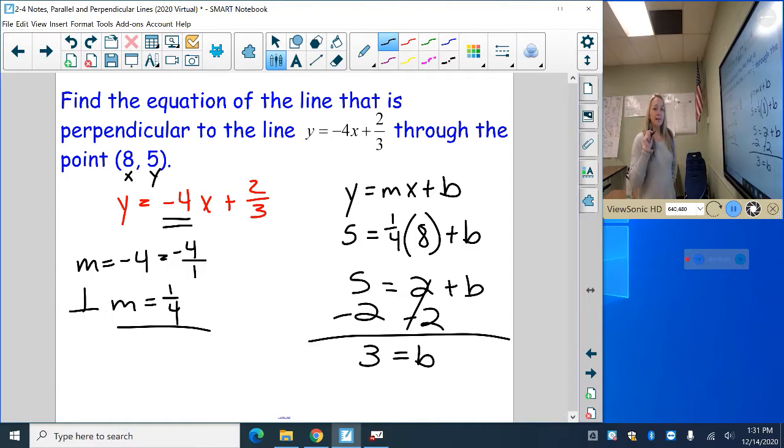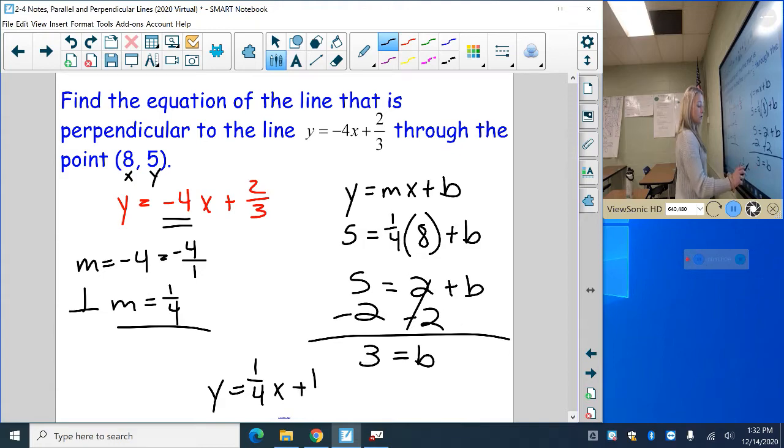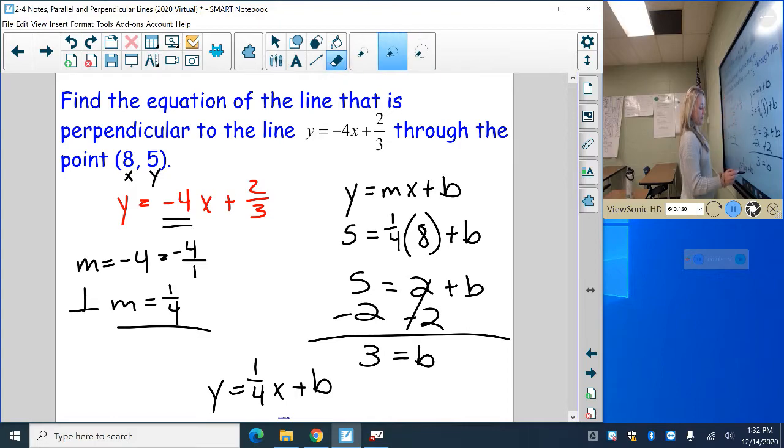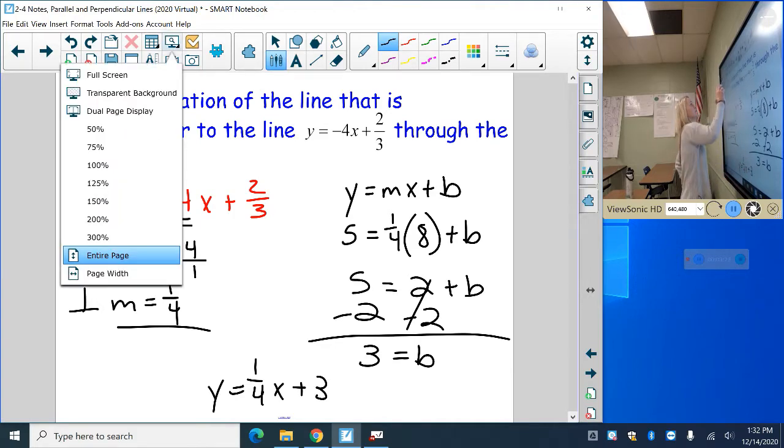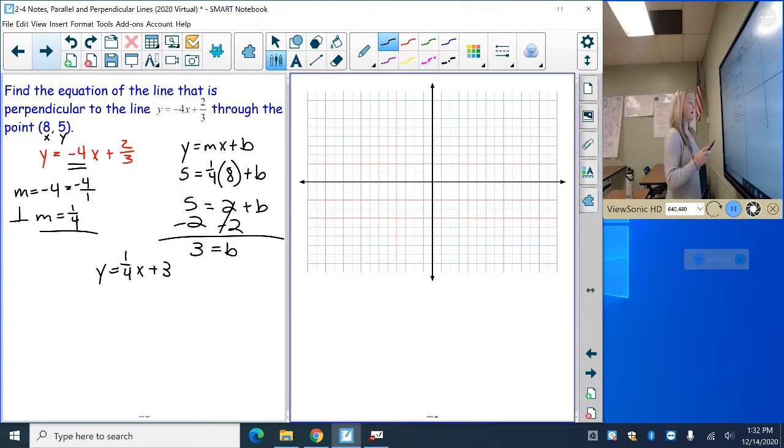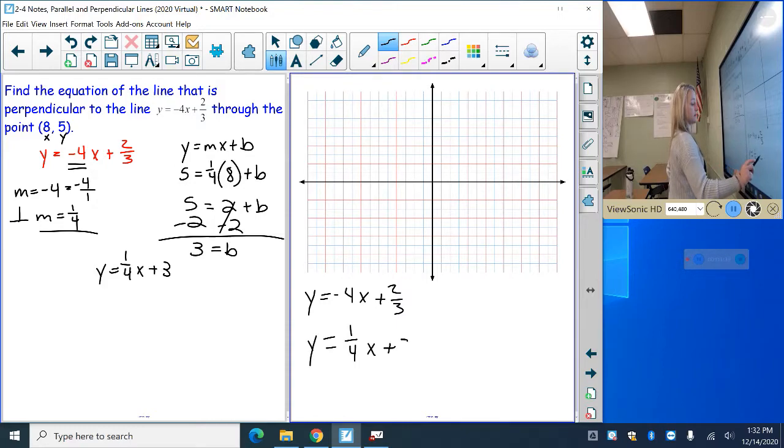So the equation of the line that's perpendicular is going to be y equals, I'm going to use my perpendicular slope, 1/4 x, and my new y-intercept, plus, not b, excuse me, let's erase that. My new y-intercept is 3, so I need to use my new y-intercept. Okay, so now let's graph these two. I'm going to write those down before I go to graph. So I have y equals negative 4x plus 2/3. That's the first equation. And then my perpendicular line, y equals 1/4 x plus 3.